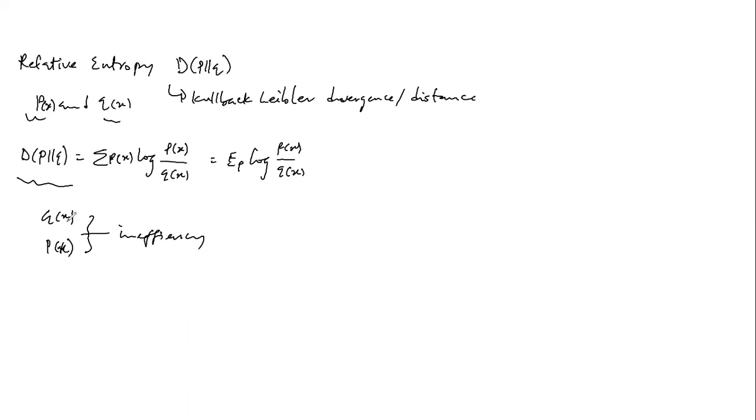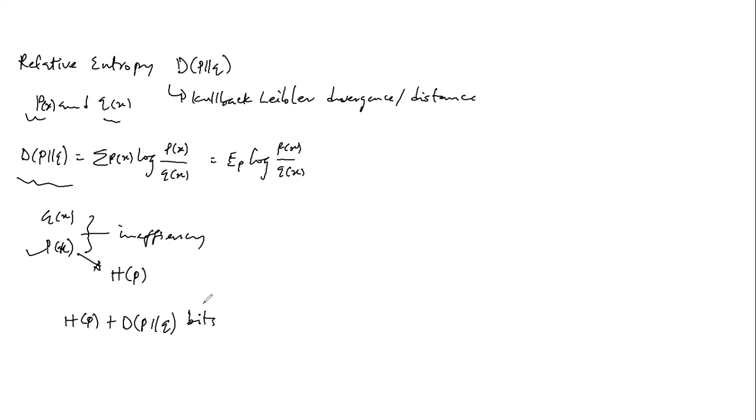Now, if we assume to know the true distribution P of X, for instance, of a random variable, we could construct a code with the average description length of H of P, that is, the entropy of the true distribution. And if we now use this code for the wrong distribution, then we could construct another code such that H of P plus the relative entropy D of P and Q bits may therefore be used on the average to describe the random variable.